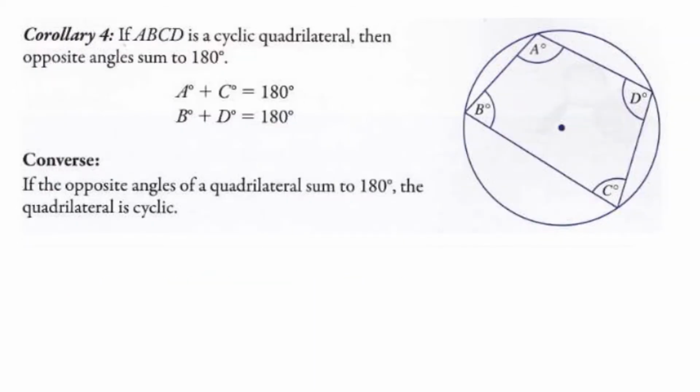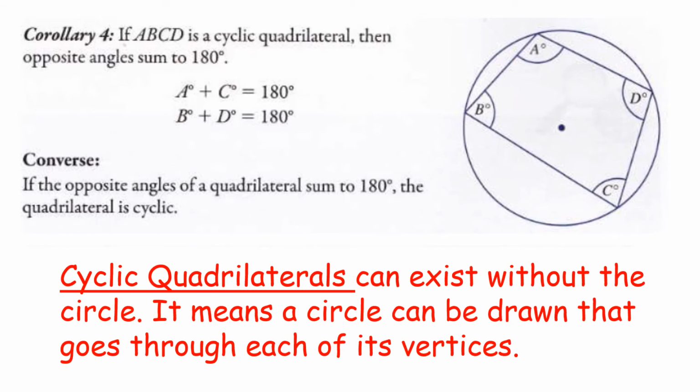And finally, corollary 4 tells us that if ABCD is a cyclic quadrilateral, and just to remind you, a cyclic quadrilateral is a four-sided shape where all the vertices are drawn on a circle, then the opposite angles sum to 180. So in this diagram, A plus C add to 180 and B plus D add to 180. The converse is also true, that if you have a quadrilateral where the opposite angles add to 180, then it is a cyclic quadrilateral. So just something to remember is that a cyclic quadrilateral is a quadrilateral where a circle can be drawn. So even if the circle is not there, it can still be a cyclic quadrilateral.